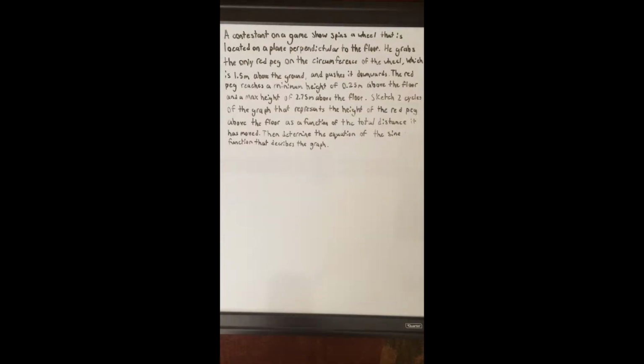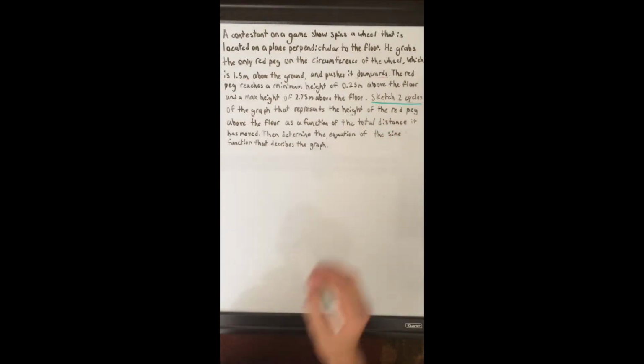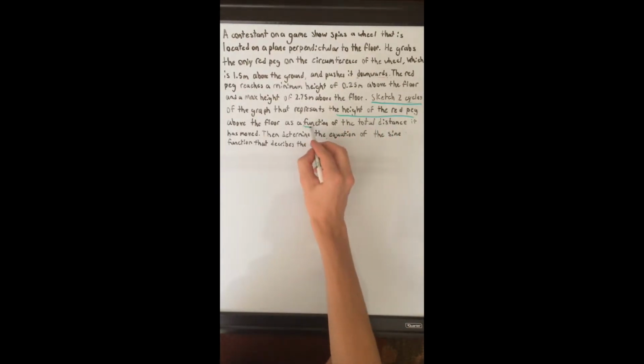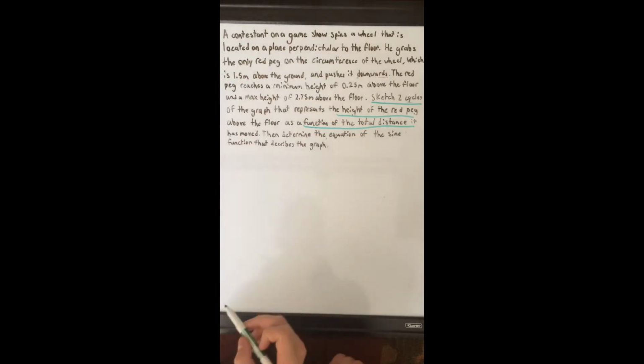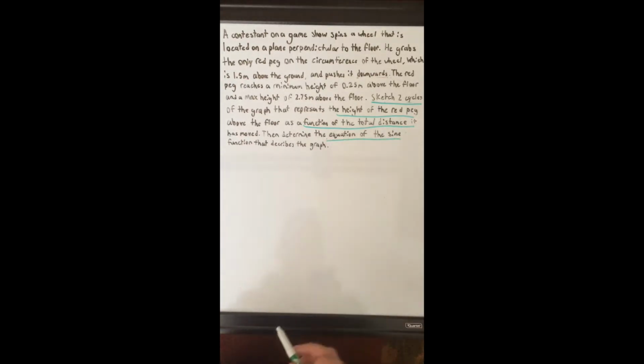Right after reading the question, you should go over it again, extracting what the problem is asking you to do and the key information. I'll highlight what the problem is asking me to do in green and the key information in red. In this case, the question is asking for us to sketch 2 cycles of the graph that represents the height of the red peg above the floor as a function of the total distance it has moved. Also, it's asking for us to determine an equation of the sine function that describes the graph.